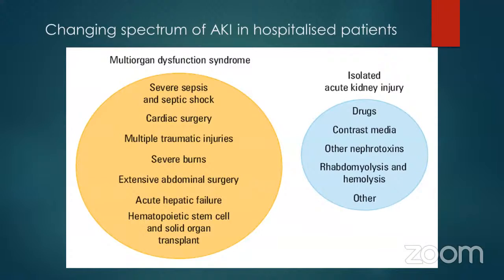Rather than listing risk factors, we should consider the changing spectrum of AKI in hospitalized patients. Isolated injury of the kidney rarely happens, it's very rare, but most of the time it is part of multi-organ dysfunction syndrome. Isolated acute kidney injury is usually caused by contrast media, drugs, other nephrotoxins, and mostly rhabdomyolysis. But the most common is multi-organ dysfunction syndrome, where sepsis, cardiac surgery, multiple trauma, severe burns, extra-abdominal surgery, and acute hepatic failure contribute more.